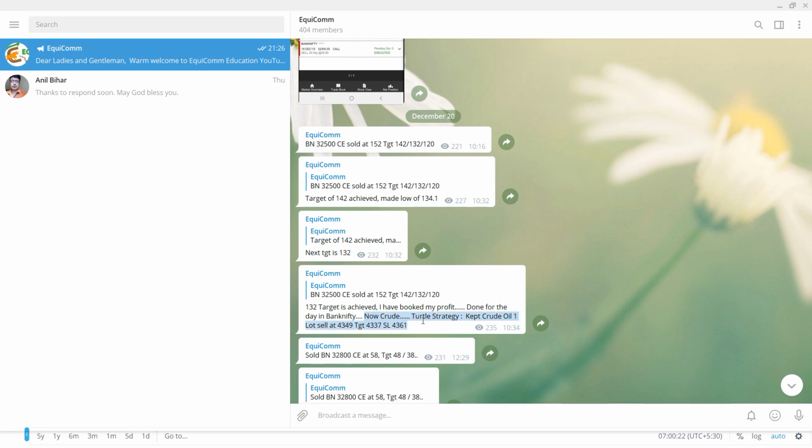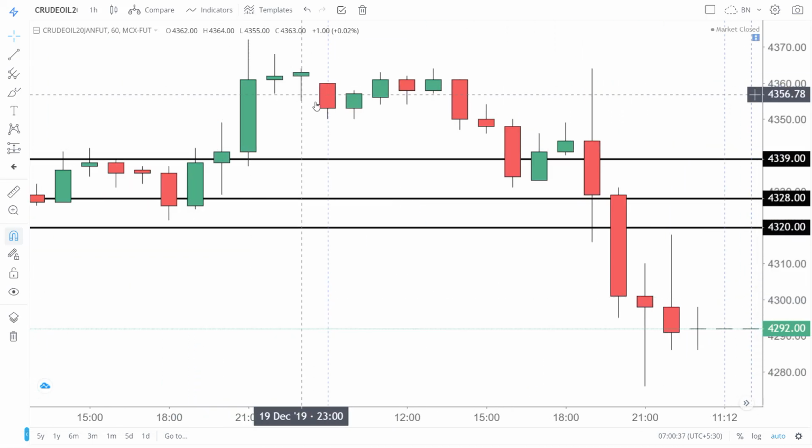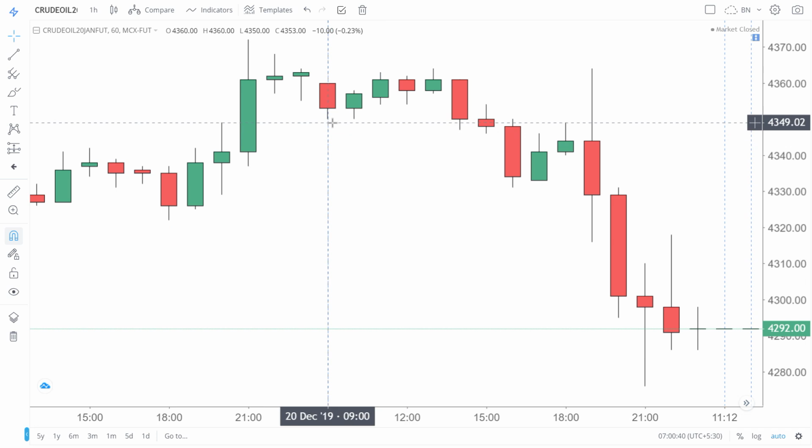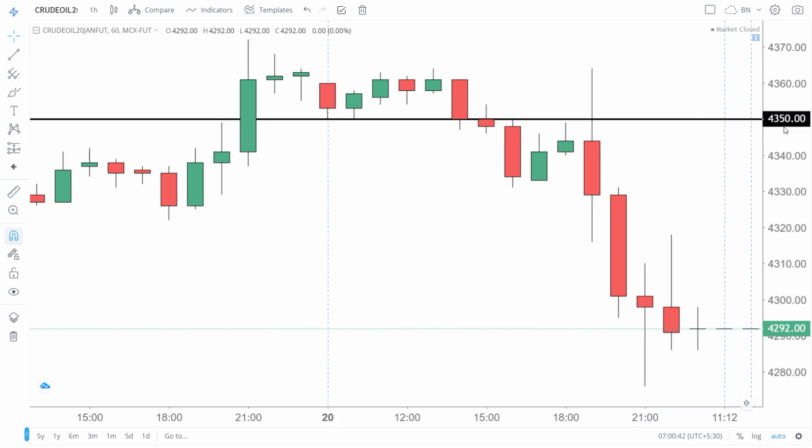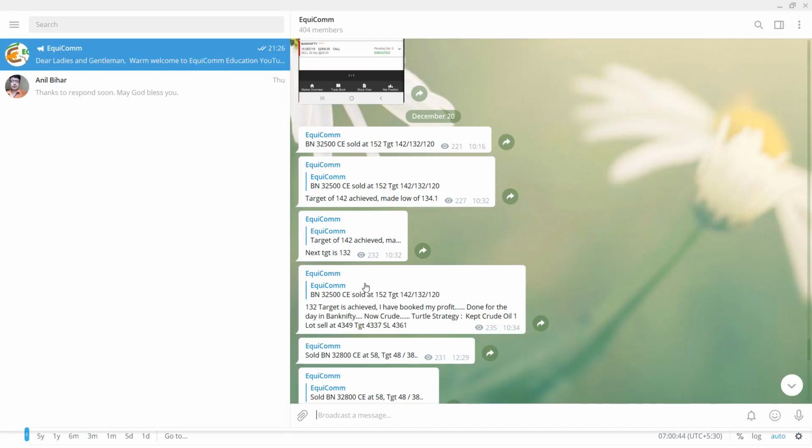Read this. Now crude on 20 December, that is yesterday, on Friday I'm talking about. Now crude total strategy kept crude oil one lot, sell at 4349. See, I have written target is 4337. Let's look into this. This is 20. I have written here. See friends, I have written 4349. I have written. See.